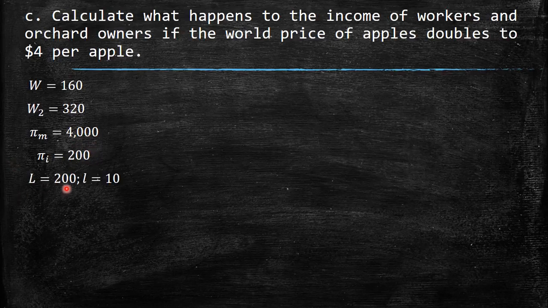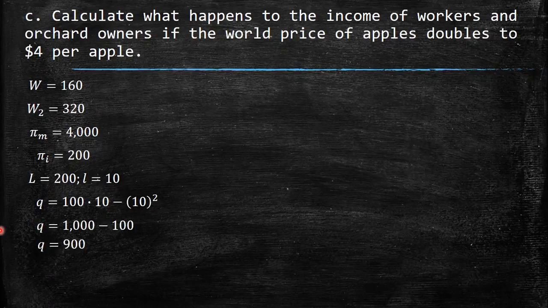So here we have L 200, and for each orchard we have 10. Then we just replace in the production function of each orchard. So we have 100 times 10 minus 10 squared, and then we finish this one. Then the production for each orchard is exactly the same. Then the production of the total orchards is 18,000.